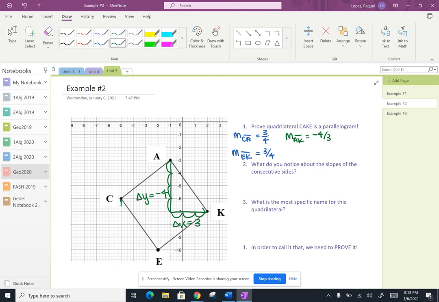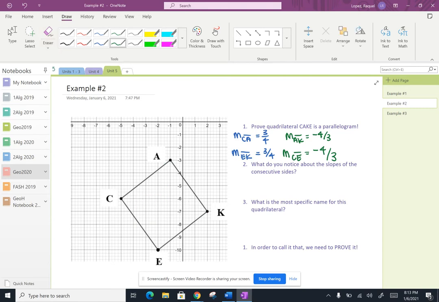Okay, now let's find the slope of CE. So m of CE, and my change in y is 1, 2, 3, 4, so -4. My change in x is going to be 3. So the slope of CE is -4 over 3. I'm going to go ahead and erase this work because in a moment we're going to do some more sketching on here.